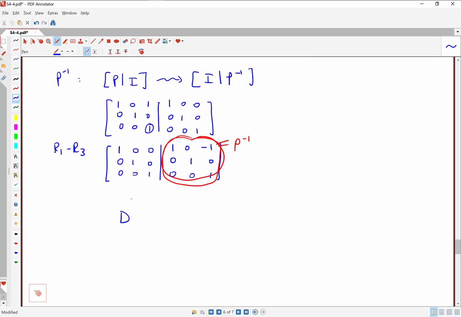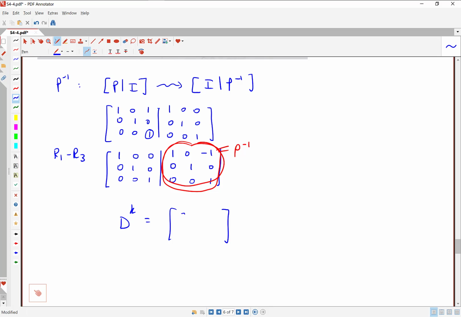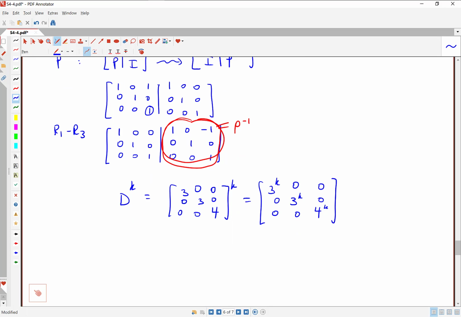Now we can figure out D to the k. Remember, D is a diagonal matrix. On the diagonal, we had 3, 3, 4. And we had a fact that said if you are trying to raise a diagonal matrix to a power, all you have to do is exponentiate the diagonal entries. Really fast way to compute powers of diagonal matrices. And now we've got all our ingredients ready, so I'll highlight the two things we're going to be using. Got our P inverse here, got our D to the k here, and we can now put it all together.